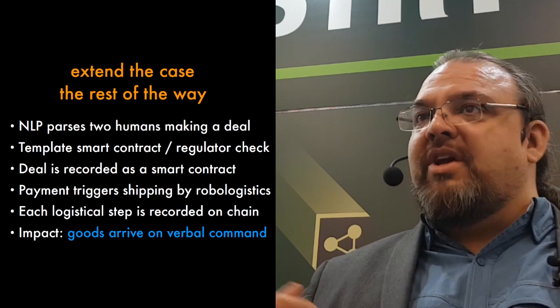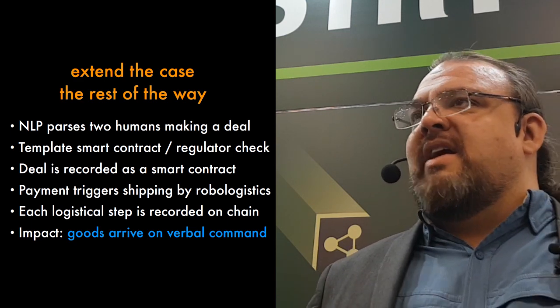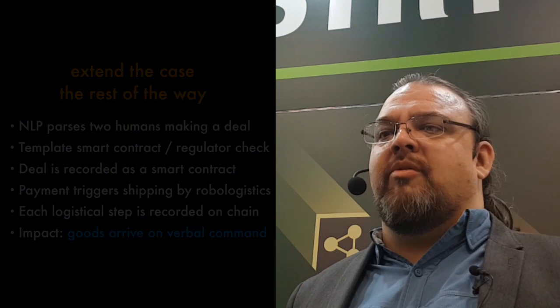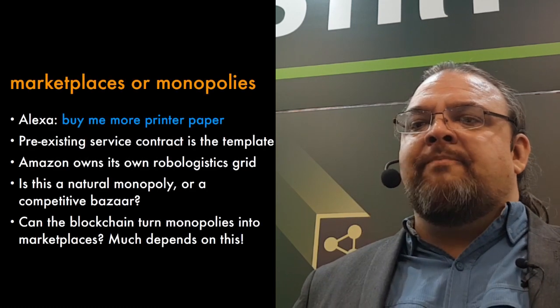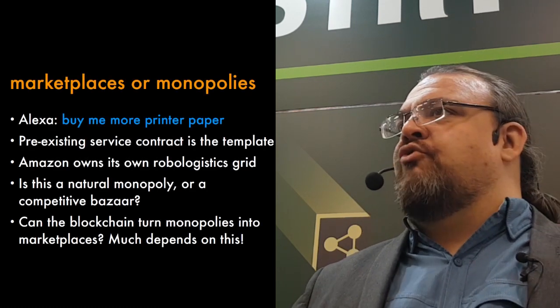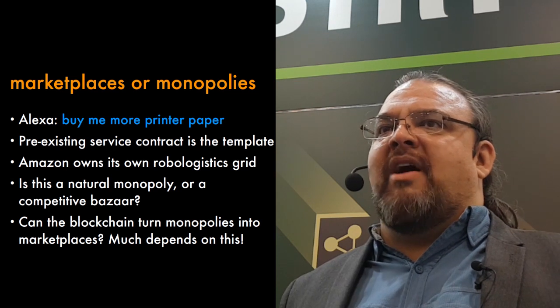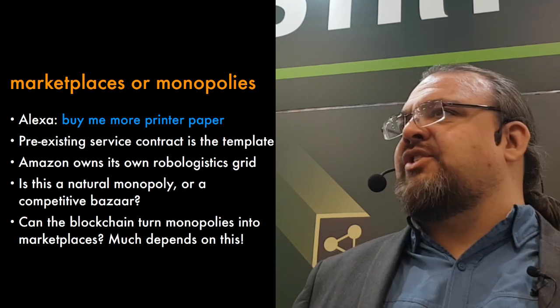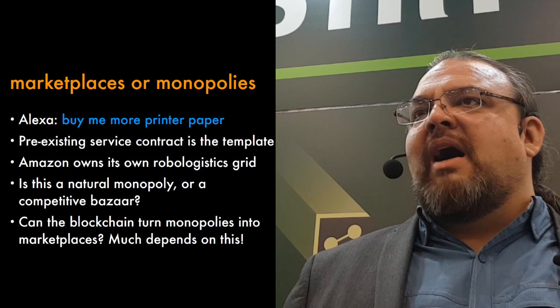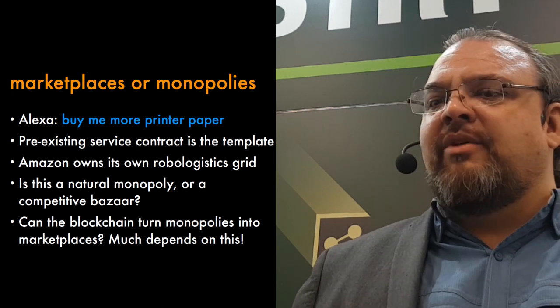And Amazon has a pre-existing set of contracts with me. It's got some mechanisms for catching problems if the AI makes a mistake. It has its own robo-logistics grid in the form of its warehouses. At the edge of the robo-logistics grid, it's still using human delivery drivers. I'm sure they'll replace them as fast as they can get to them.